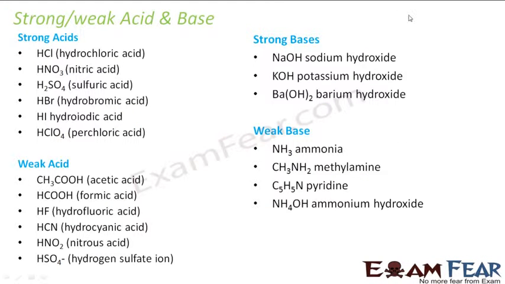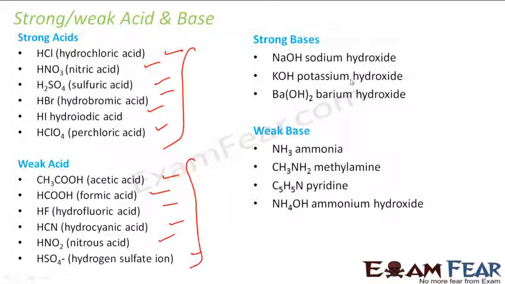So we discussed a lot about strong and weak acid. It's a good PPT where you have a list of strong acids and strong bases. Hydrochloric, nitric acid, sulfuric acid, hydrobromic, hydroiodic, perchloric, these are all strong acids. If you talk about weak acids, we have acetic acid, formic acid, hydrofluoric acid, hydrocyanic acid, nitrous acid, hydrogen sulfate ion. These are all weak acids. Talking about strong bases, NaOH, KOH, Ba(OH)2: sodium hydroxide, potassium hydroxide, barium hydroxide. They are all strong bases.